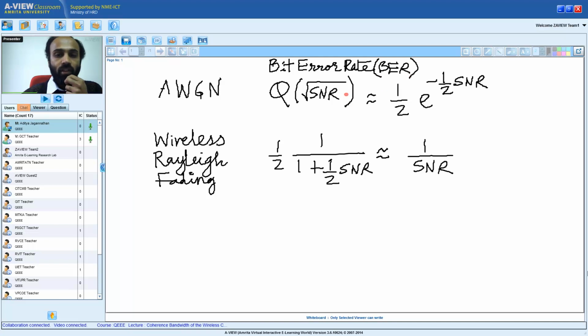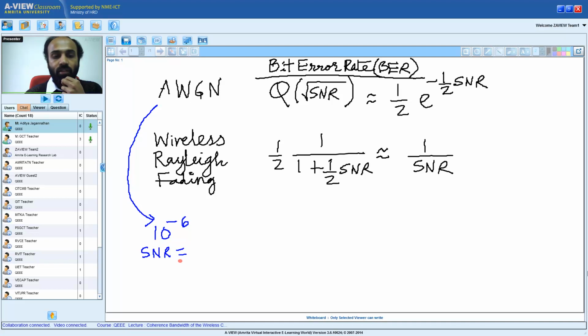And we also said the following thing. For instance, in AWGN, if we want 10 to the power of minus 6 bit error rate, does anyone remember what is the SNR required in an AWGN channel? That is approximately, if I remember it correctly, around 14 dB. I think exactly it was 14.19 dB or something. I don't remember it exactly.